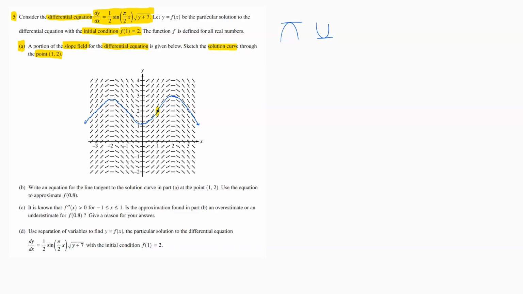So don't overthink it. It's kind of like connecting the dots from doing like an elementary school little game. So it's pretty straightforward once you put it all together.